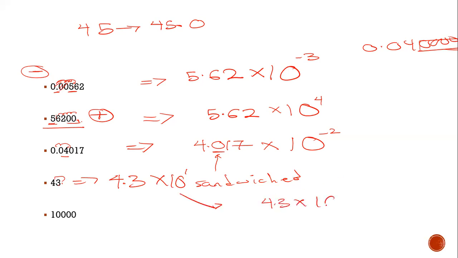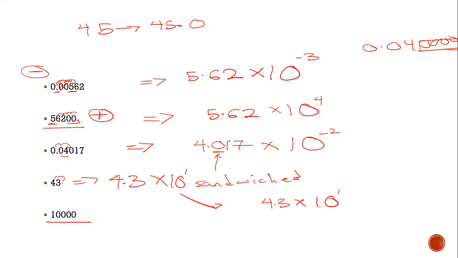4.3 times 10 raised to the power 1. The raised to the power 1 is optional. Okay, it's optional in this situation. You can just write 4.3 times 10, or you can still write 10 raised to the power 1. It's very rare that people write 10 raised to the power 1. You just write 10.